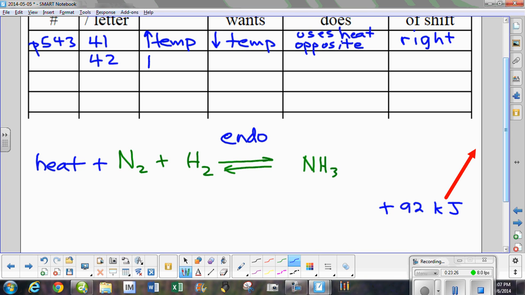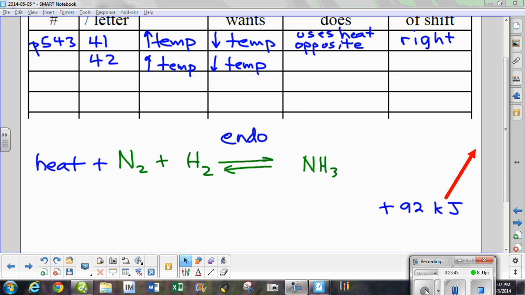Okay, but we've got to do this both ways. Then he wants to lower it. Now, because he's going to lower the temperature, all right, so are we going to use heat to make it go down? Yeah. Okay, so we're going to use heat, and if we use heat, is that same or opposite? Opposite. And since heat is on the left, what is opposite? And that's the shift.